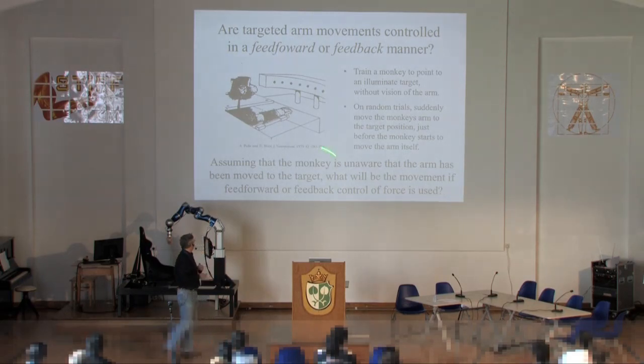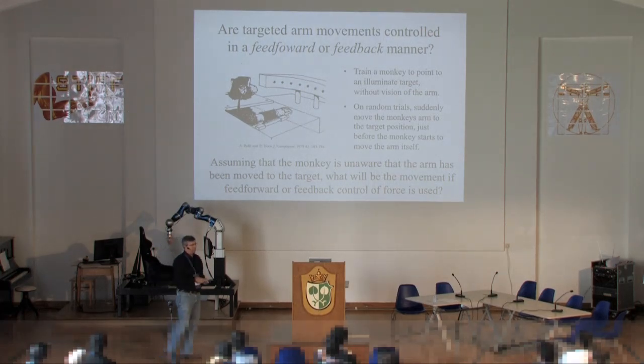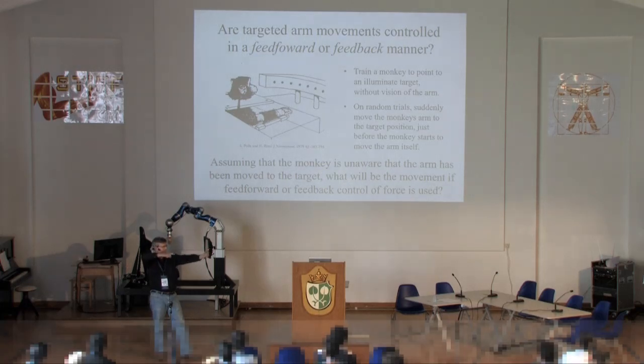So here's the experiment that was done in the late 70s. You train a monkey to sit here. So you have a monkey sitting in a chair and he's able to move his arm like this. And in front of the monkey, you have a set of target lights. And so the monkey is trained, when this target light turns on, to point towards that target, and he gets a little bit of reward. And then another target light turns on, and he moves to the other target. Okay, and then he gets another reward, and he's able to do that for some time.